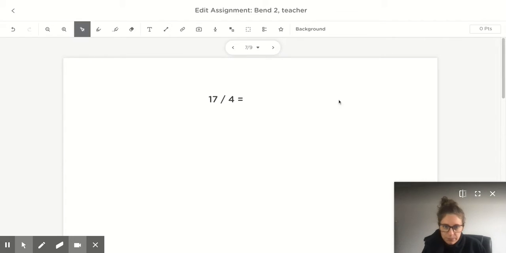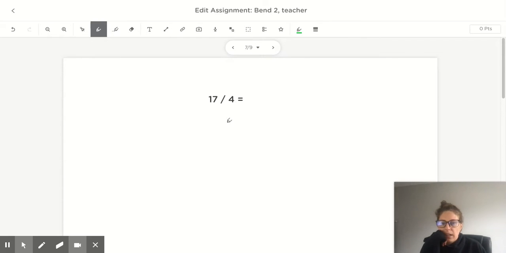So let's get started. Let's say I have 17 divided by 4. Well, I know that 4 times 4 is 16, so that would mean I would have 1 left over. So it's 4 remainder 1. And if it's just a straight division problem like this, not a word problem or some kind of story problem, leaving it like this for R1 or for remainder 1 is totally fine.